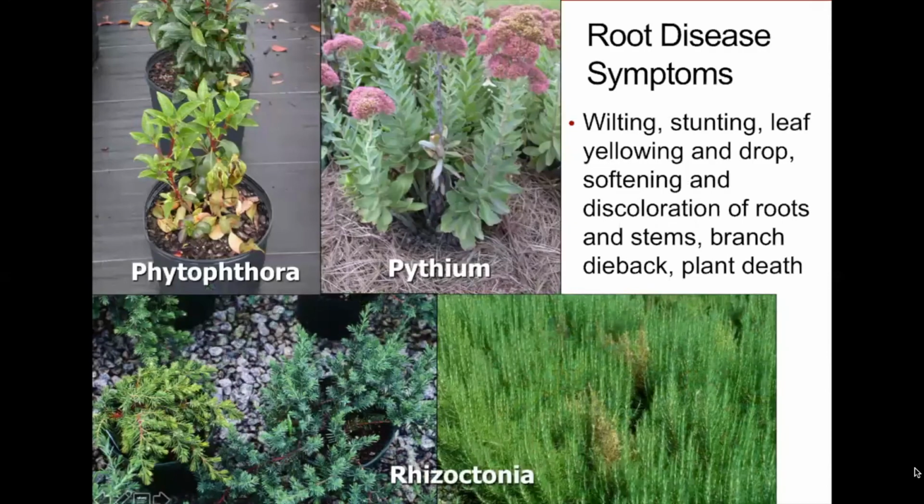And then here's just some photos of the root disease symptoms. So here on the top left is that Phytophthora root rot, and you can see the discoloration within the leaves. We have some leaf drop, we have necrotic spots, even a little bit of the leaves are turning purplish. And then we also see wilting on this. To the right, we have Pythium on stonecrop.